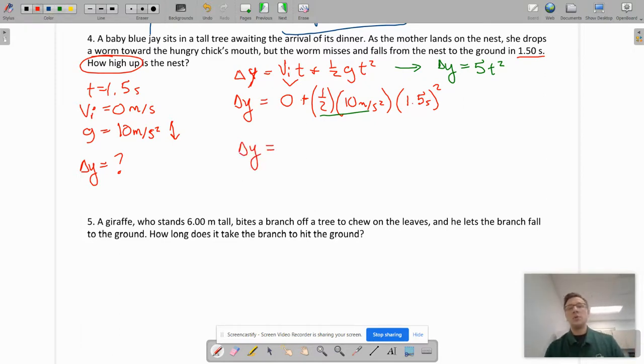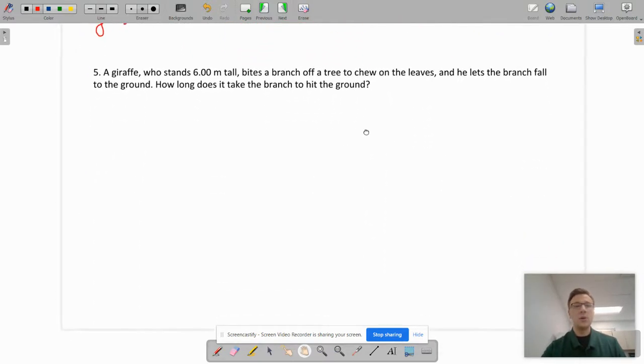So we'll do 5 times the time squared. So 1.5 squared times 5 is going to give us 11.25. So that means that the nest is 11.25 meters above the ground. Okay. All right. We'll go ahead and do our last problem here.